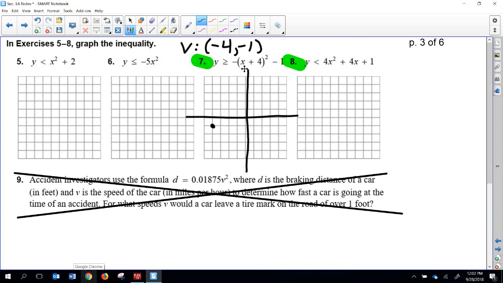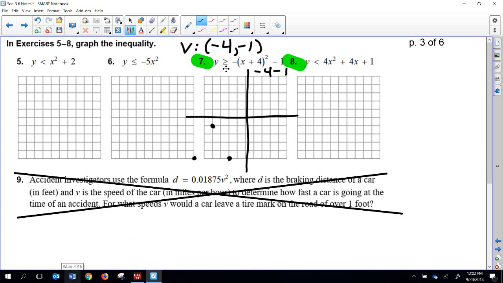If I plug in -2, I would do -2 plus 4 is 2. 2 squared is 4, so I would have 4 minus 1. So that's -5. So I know at -2, I'm going to have to be at -5. Well, if I went over 2 and my answer was -5, I could also go 2 this way, and my answer would have to be -5. And so now I can make a fairly accurate parabola.